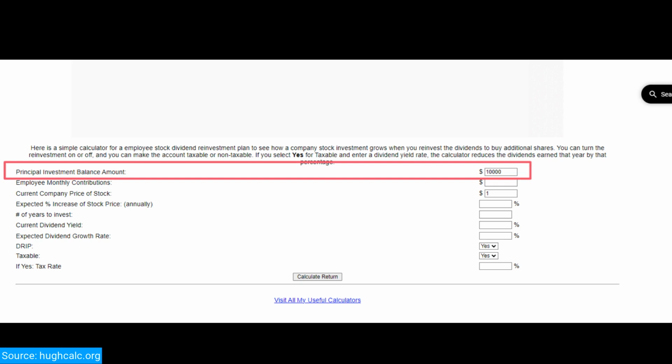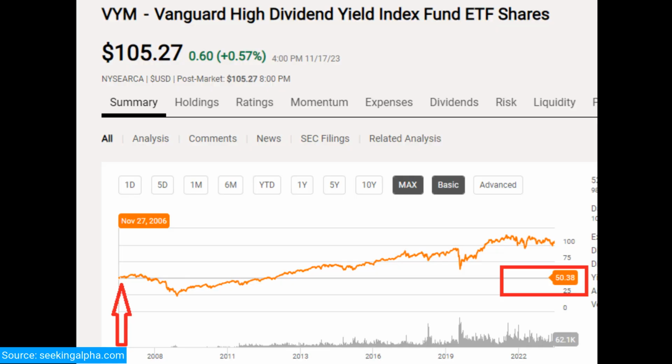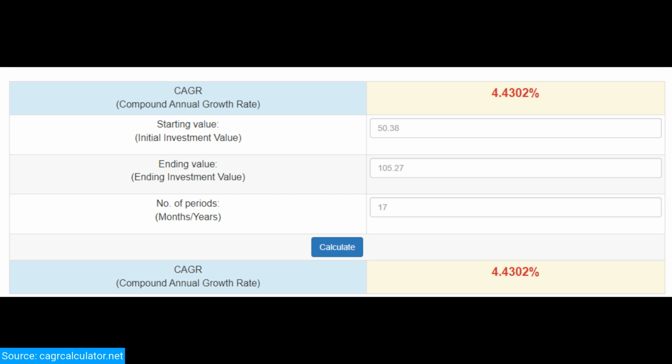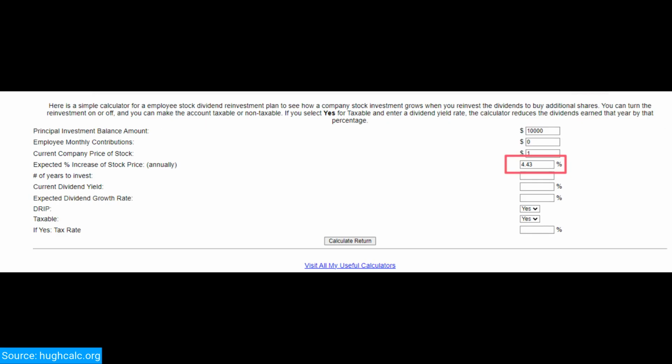Okay, back to the Dividend Snowball calculator. We will start with $10,000 that you invest once and you never touch it. Then we input the annual compounded percentage increase in the stock price. I get this by measuring the first price of a share available, which is $50.38, and I input the current price, which is $105.27. When I put that in a CAGR calculator for 17 years, the result is 4.43% annual compounded growth rate of the share price. So this is what we put in our calculator.